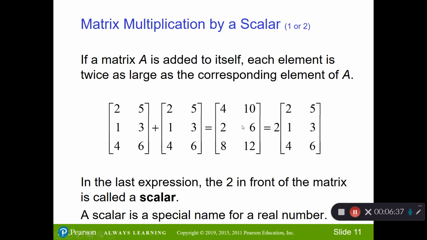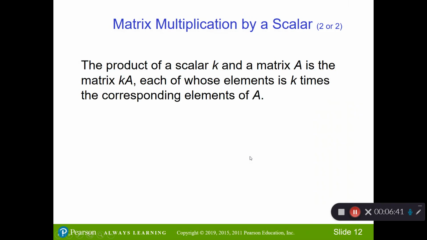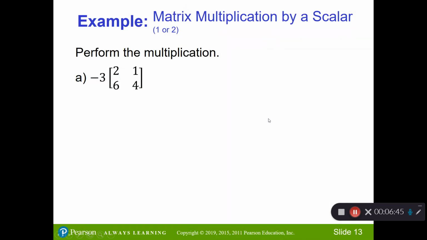So 2 times 1 will result in 2. 2 times 3 will result in 6. Okay, so that's what this is saying. Multiply every single element by that scalar. So here, if I have negative 3 times this, I go negative 3 times 2 is a negative 6. Negative 3 times 1. Negative 3 times 6. And negative 3 times 4.